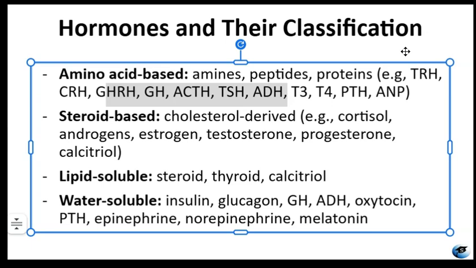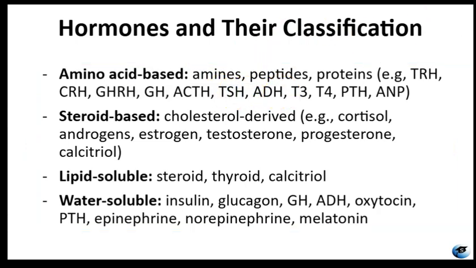This is different from the water-soluble hormones. These are things like insulin, glucagon, growth hormone, all the ones that we were talking about earlier. These are water-soluble, and they cannot cross the cell membrane. Instead, they bind to receptors on the cell surface, triggering a cascade of internal cellular responses.